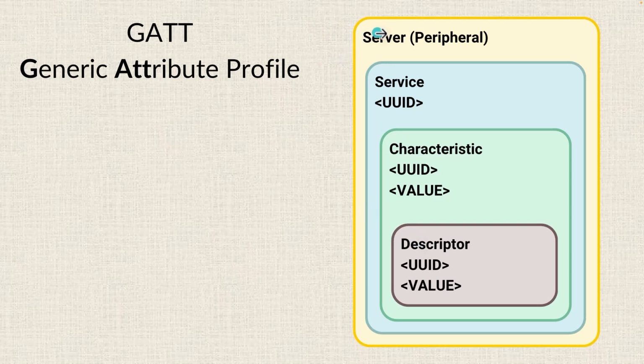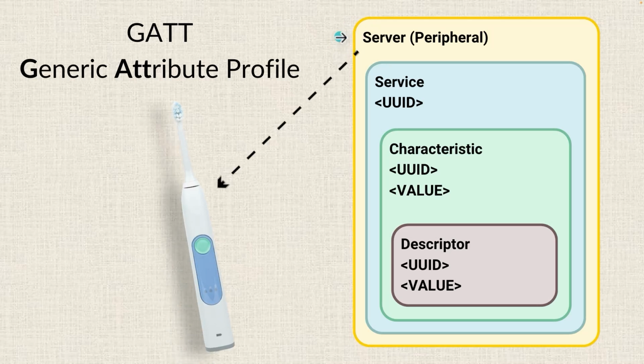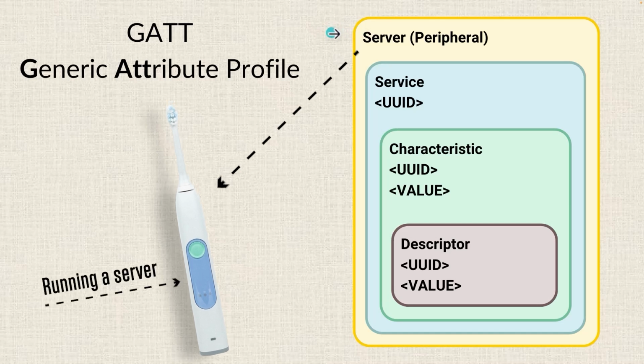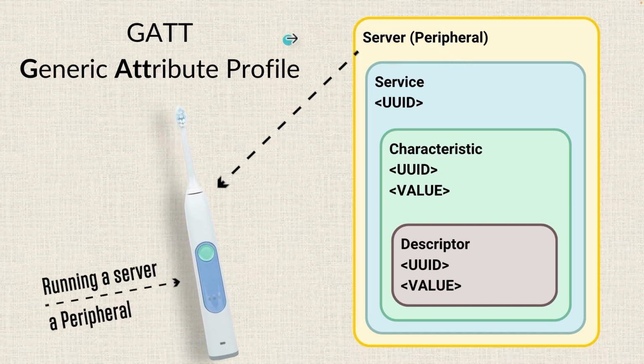And I want you to think of the top level as the server. You can think of the server as like a widget, like an actual device. For example, my toothbrush, right? So we could say, hey, the toothbrush is a device, but that device is running a server. We can also call that a peripheral, all right? So we've got our toothbrush.